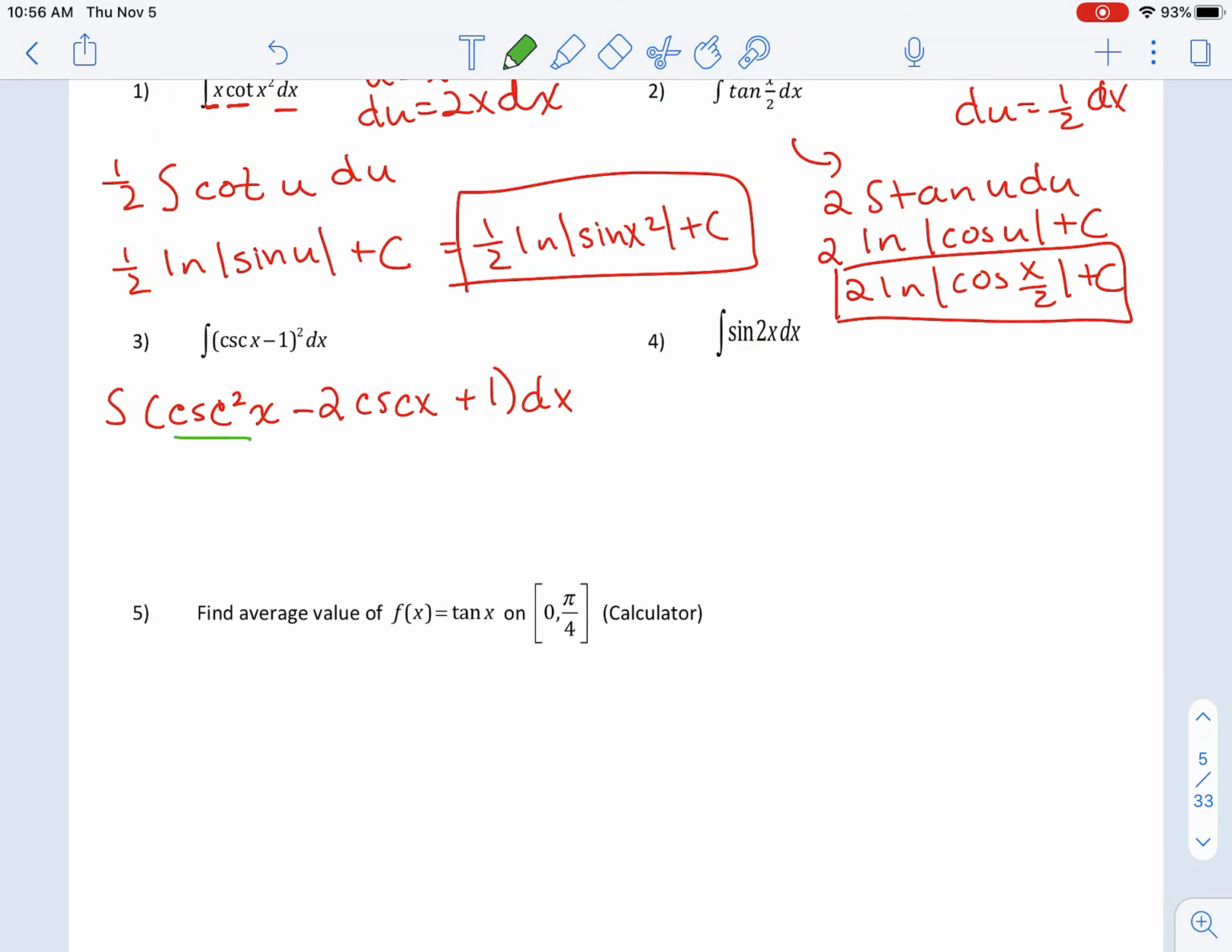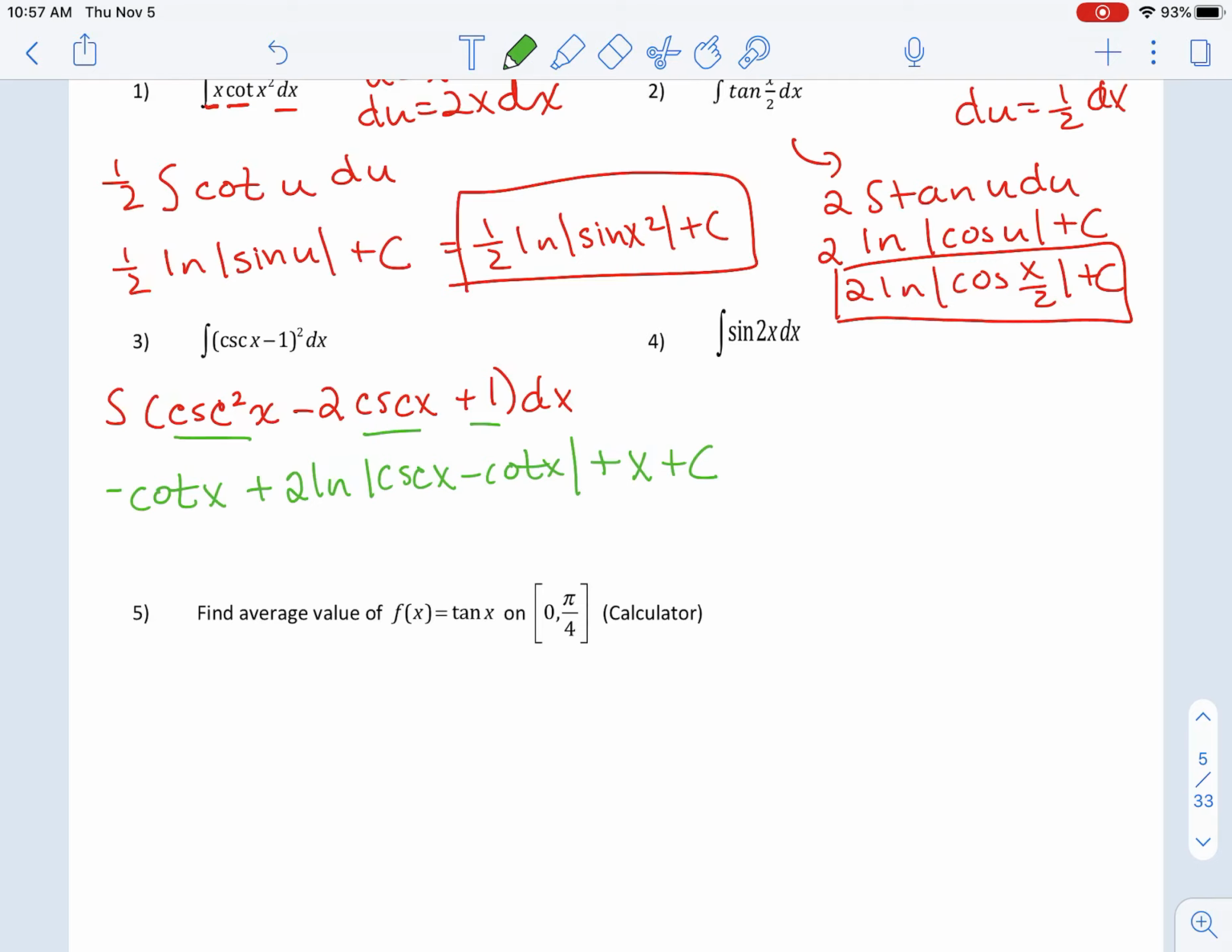So we do have an antiderivative for cosecant squared. It is negative cotangent. It's one of the rules that we learned way back when. There is an antiderivative for cosecant, and we know how to take the antiderivative of 1, so I can just do each piece separately. So this is negative cotangent of x. This is going to become a positive 2 ln of cosecant of x minus cotangent of x. The antiderivative of 1 is just x plus c.